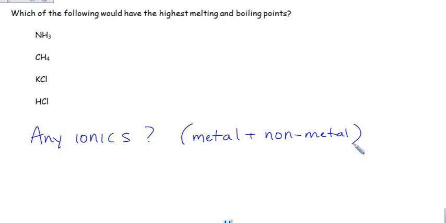And so if I look at this list, I see a lot of nonmetals, nitrogen, carbon, hydrogen, but potassium chloride. Potassium is a metal, chlorine is a nonmetal. This should be my number 1 highest melting and boiling point. The potassium chloride is an ionic compound. So we'll have strong attractive forces from the oppositely charged ions. The rest of them are covalent.